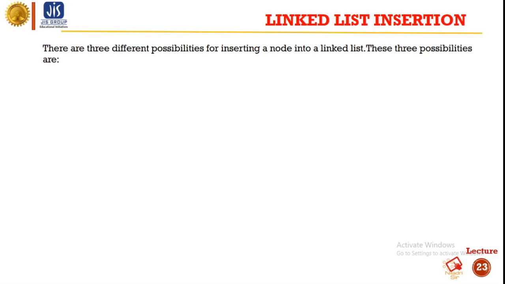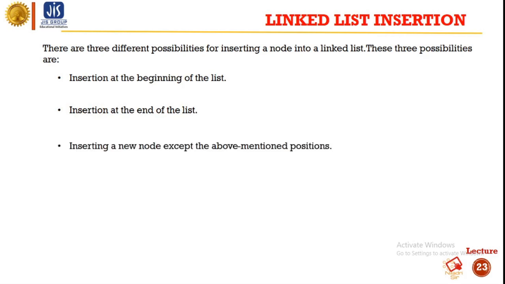So there are three possibilities of inserting a node into a linked list. These possibilities are insertion at the beginning of the list, insertion at the end of the list, and inserting a new node except the above mentioned positions, that is, not at the beginning and not at the end of the list. It's somewhere in the middle of any two nodes, after any node and before any node.